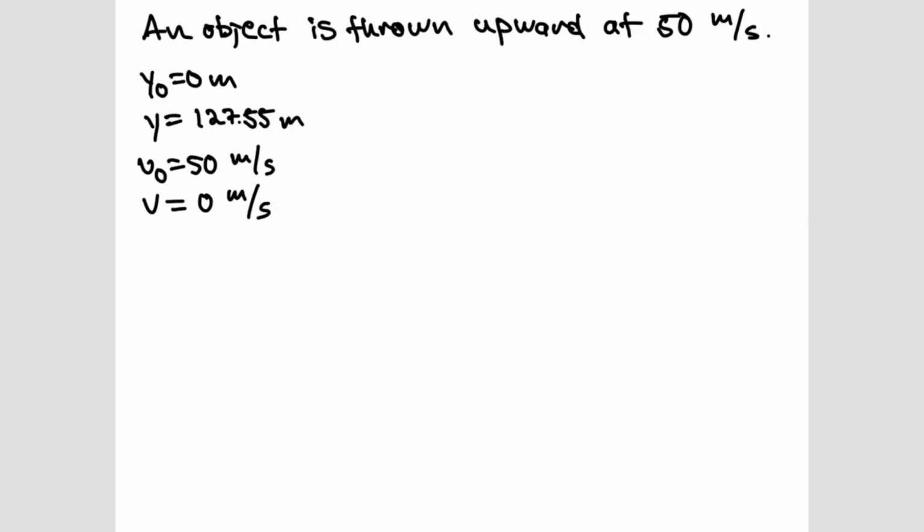We know that our initial height is equal to 0 meters. Now we know our final height, or maximum height in this case, is 127.55 meters. We know that our initial velocity is 50 meters per second. We know that our final velocity is 0 meters per second. We know that our acceleration is negative 9.8 meters per second squared. And we're trying to find t.